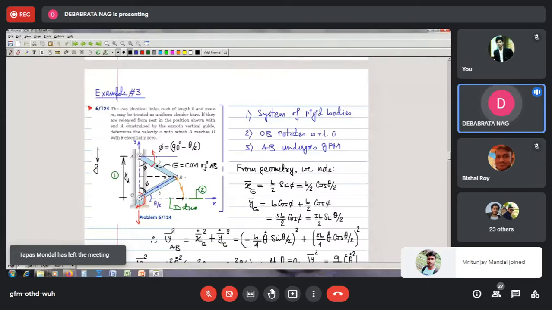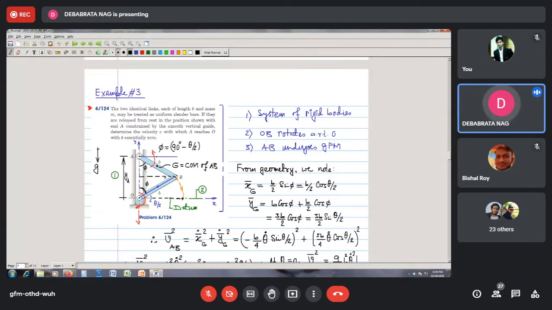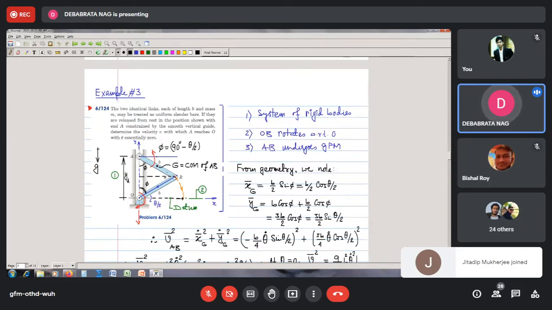And in case of the application of the work energy equation for rigid bodies, you have to basically study the kinematics of the different members. These are interconnected rigid bodies. So this is the speciality of this problem. These are the features of this problem, which I pointed out to you. And you need to study basically the kinematics of the individual members.